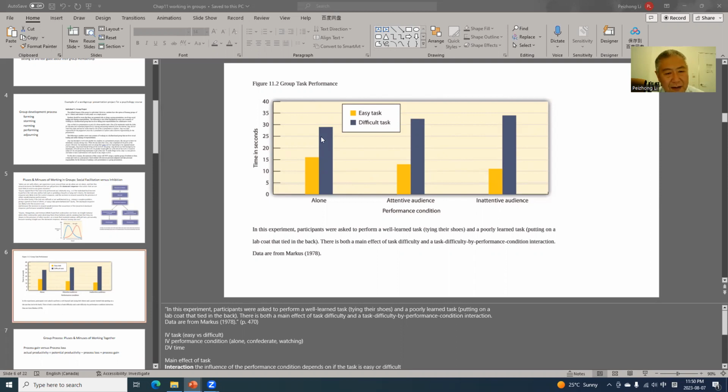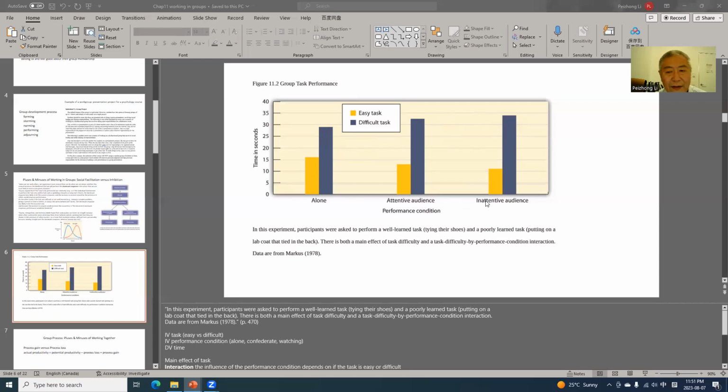But with a difficult task, they asked the subject to tie a knot behind their back. They have to put on a lab jacket, a lab suit, and tie a knot behind their back, which is more difficult. They've never done that. In this case, they have a social inhibition. When they have an audience, attentive or inattentive, they are slower. Maybe they get distracted. It takes longer for them to complete the task than when they were by themselves.